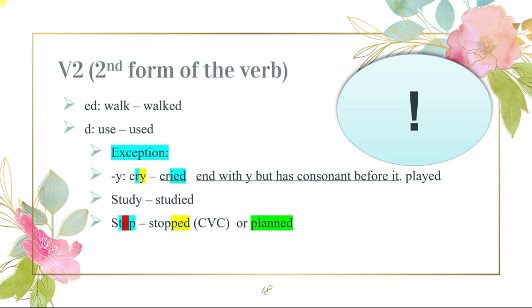But there are some exceptions in regular verbs. Whenever the verb ends with y, but before the y there is a consonant, we simply remove the y and add -ied, like cry, cried, study, studied. But whenever the verb ends with a consonant, and before that consonant there is a vowel, and before the vowel there is another consonant, that is the formation of CVC, consonant, vowel, consonant, we double the last letter and add -ed, like stopped, planned.